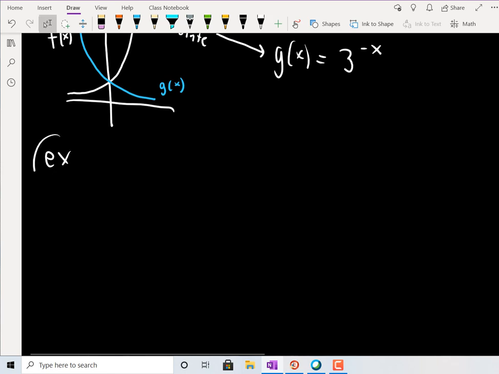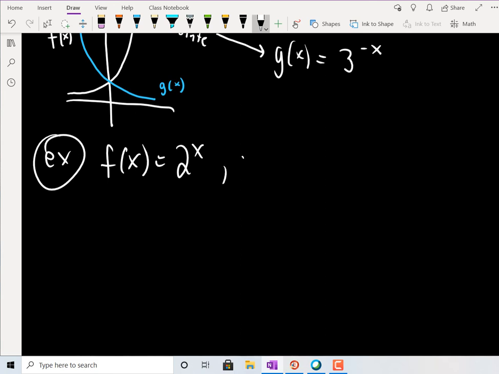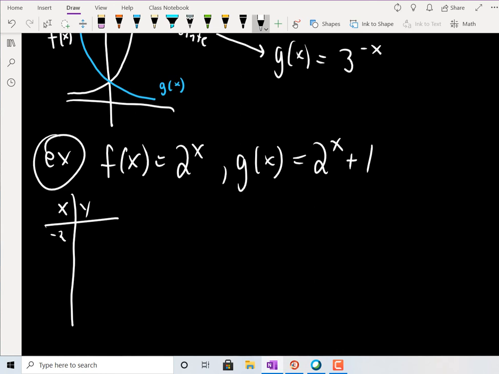So another example, f of x equals 2 to the x, and then g of x equals 2 to the x plus 1. Okay. All right, so again, I'm going to do a little table for f of x. So -2, -1, 0, 1, 2. 2 to the negative 2 is 1 over 2 squared, which is 1/4. 2 to the negative 1 is 1 over 2 to the 1, which is 1/2. 2 to the 0 is 1. 2 to the 1 is 2. 2 to the 2 is 4.